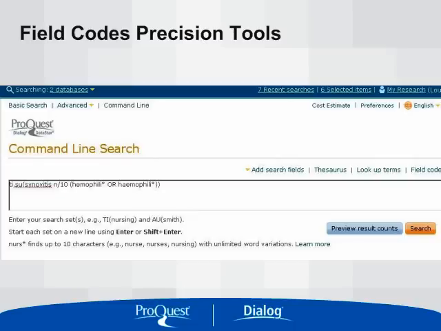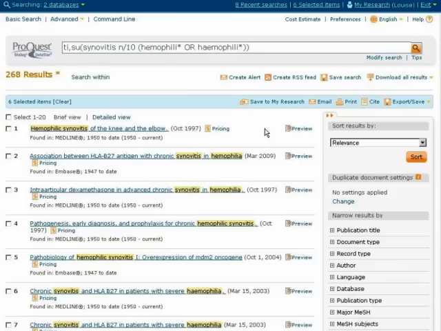Try searching with field codes such as title or subject. Enter field codes separated by commas, open parenthesis, search statement with proximity connectors and OR'd terms, close parenthesis. Narrowing by field codes yielded much greater precision.